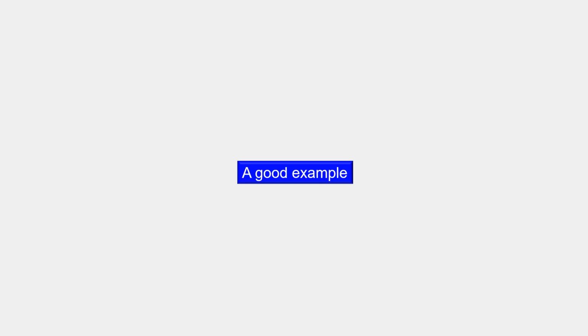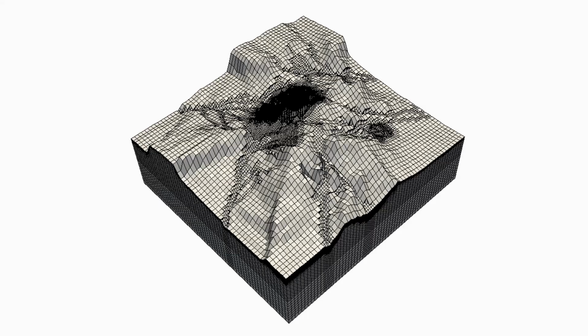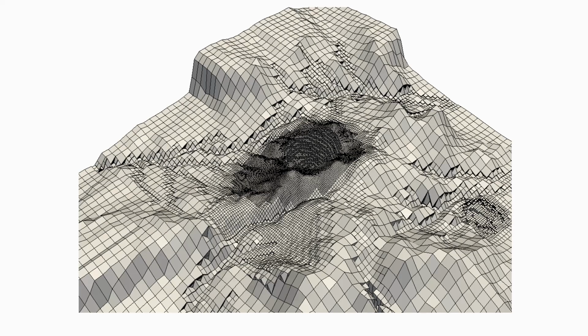Now let's look at a good example. This was done by a colleague of mine who was modeling the groundwater flow in the vicinity of an open cut pit. So there's the pit, and the colouring here is according to the log of the hydraulic conductivity inferred through the calibration process.